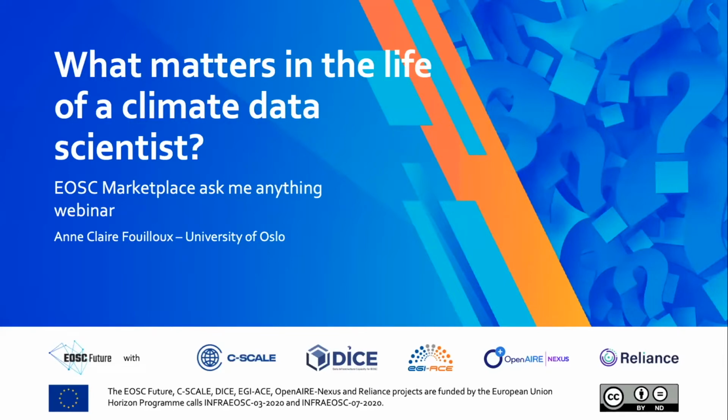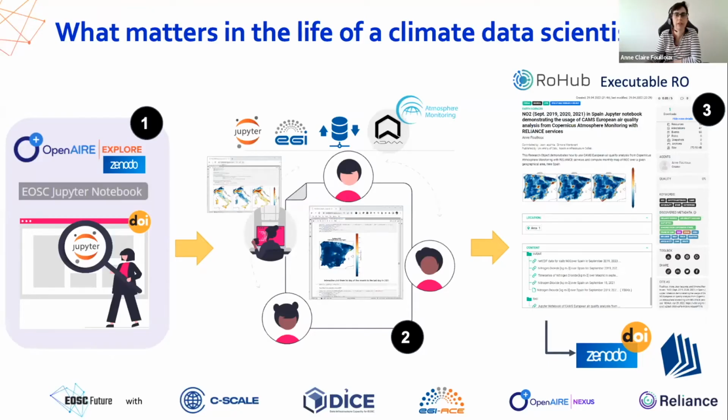Thanks. Yes, you can move to the next slide, and I will show you what matters in the life of a climate data scientist. I try to summarize here the three most important aspects in my daily work. The first one, on the left-hand side, is to find and access relevant resources. And what does that mean for a data scientist?